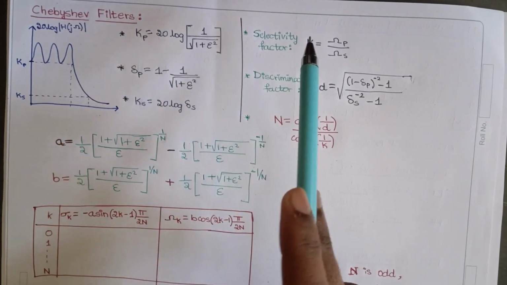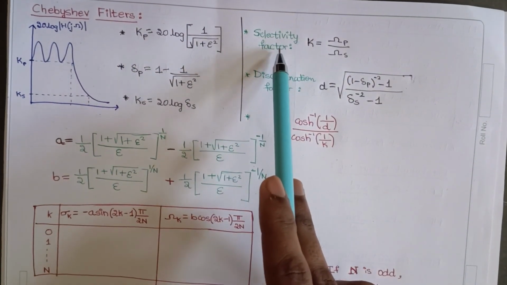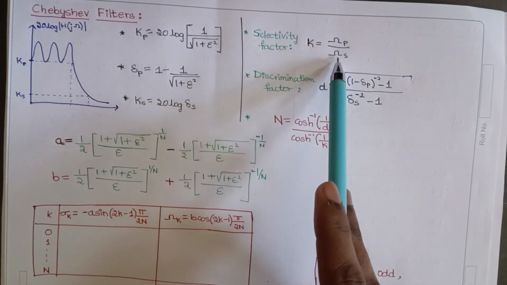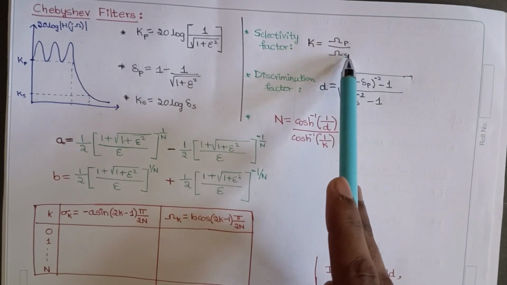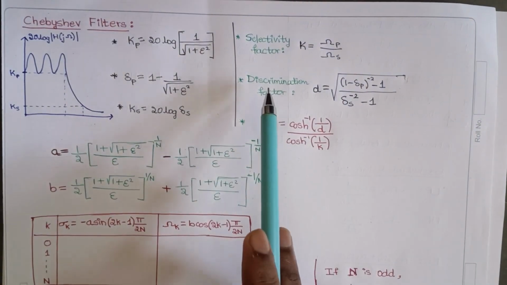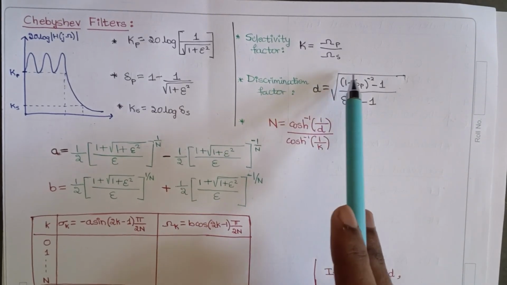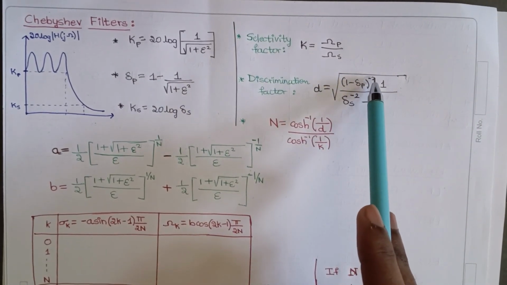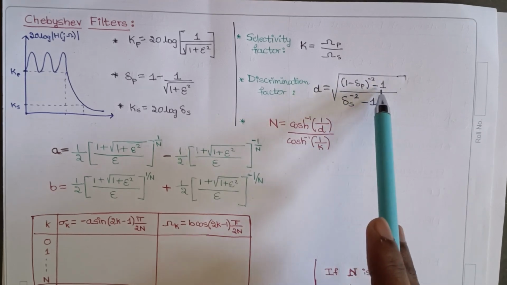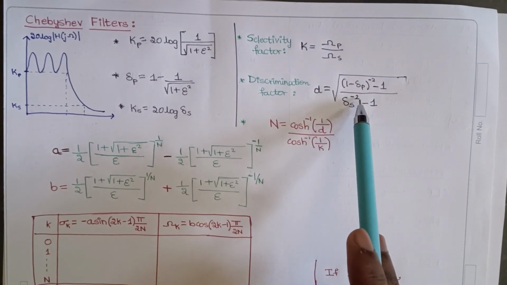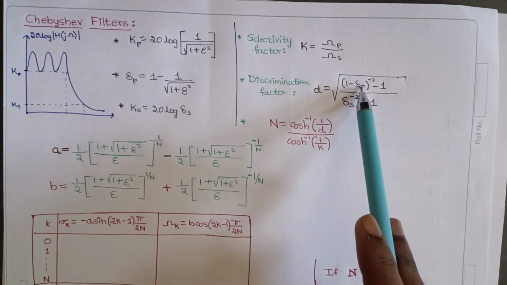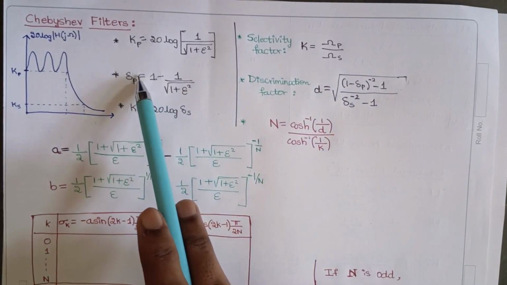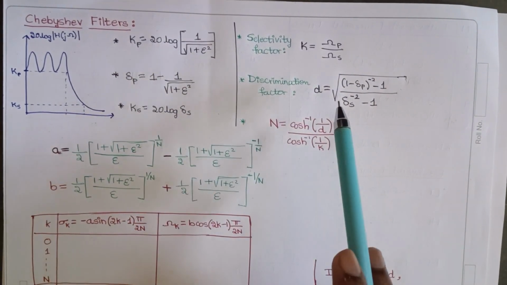After knowing these values, we have to find the selectivity factor K, which is equal to omega P by omega S. These both will be given in the question. Next is the discrimination factor D, which is equal to under root of (1 minus delta P)^-2 minus 1, divided by delta S^-2 minus 1. Delta P and delta S will be substituted with the values we obtained here.